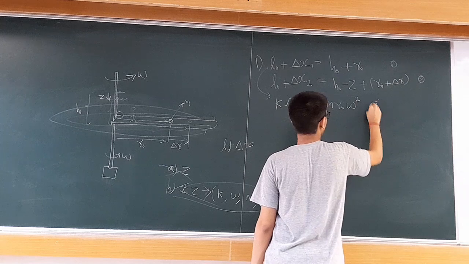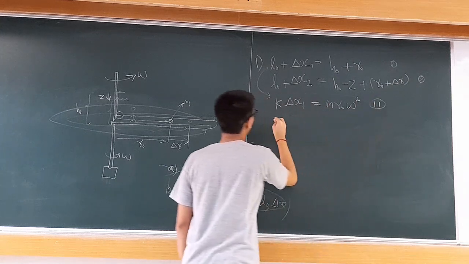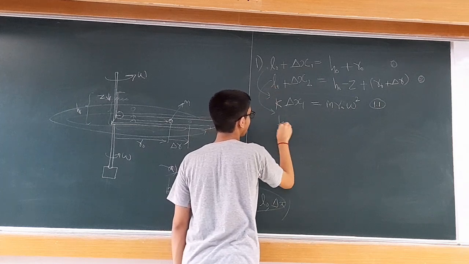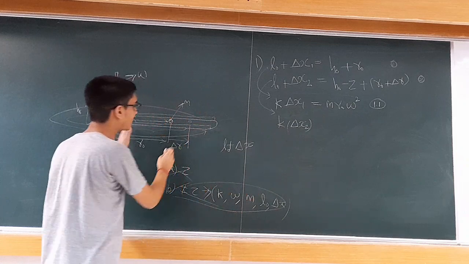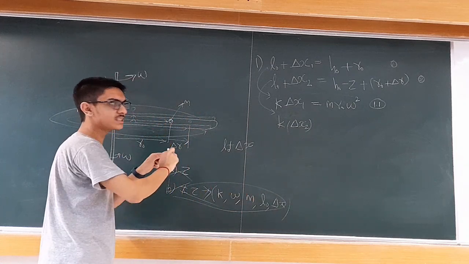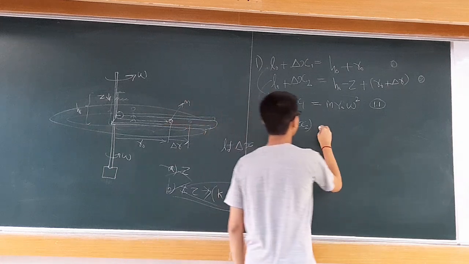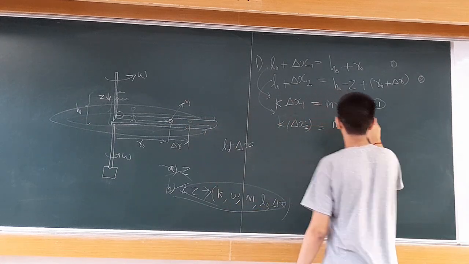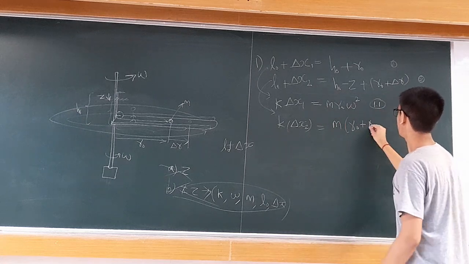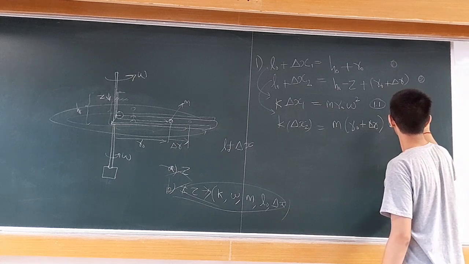Third equation. Let's write it 1.1. Also from this I can say K times delta x2, because delta x2 is the extension in the second case. The string is longer than its natural length by delta x2 in the second case. K times delta x2 is equal to m, radius is r0 plus delta r, times omega square, 2.1.